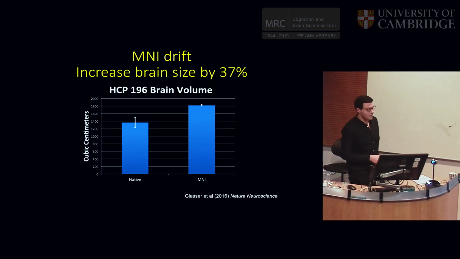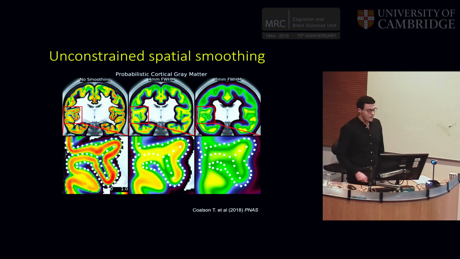Another problem is we traditionally align data to the MNI template, but the MNI template is actually bigger in size than the average brain volume of a subject by approximately 37%. So when you align it, you get a decrease in the variability across subjects, but you artificially inflate the size of the brain.